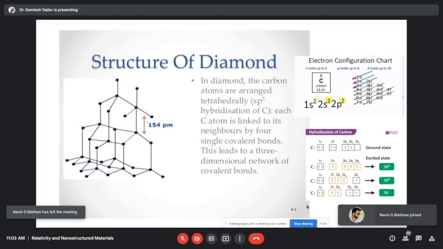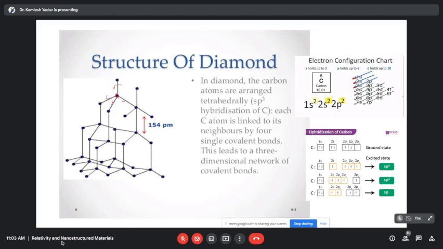Let me describe it again. There is one carbon atom that is connected with four other carbon atoms, and this is an sp3 hybridized orbital. The atomic number of carbon is 6, and we can write 1s2, 2s2, 2p2. It means in the 1s orbital there are two electrons, and in the p orbital there are two electrons. What we can do is transfer one electron here.